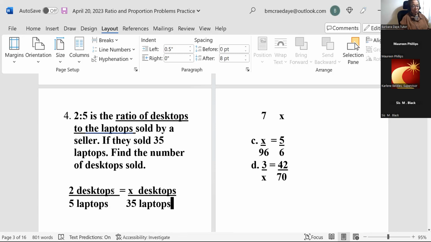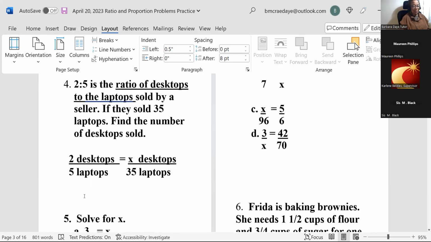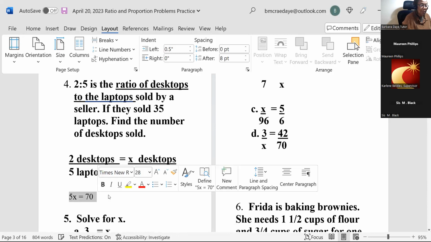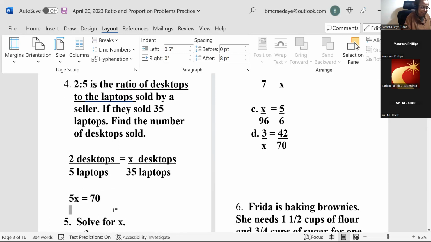Okay, that's it. Cross multiply. 5x is 70, 2 times 35. So when you cross multiply, 5x equals 70, and Maureen divided by the 5, and she got 14, and that's the answer. 5x is 70. Let me make that bigger. Did you get it, Mercedes? Yes. So x equals 14, and that's desktops. Got it? Yes. Thank you. That's your answer.